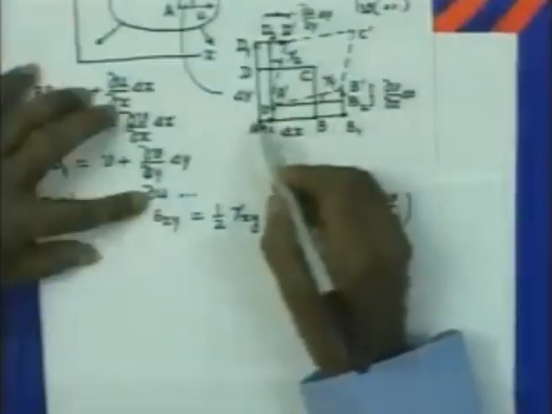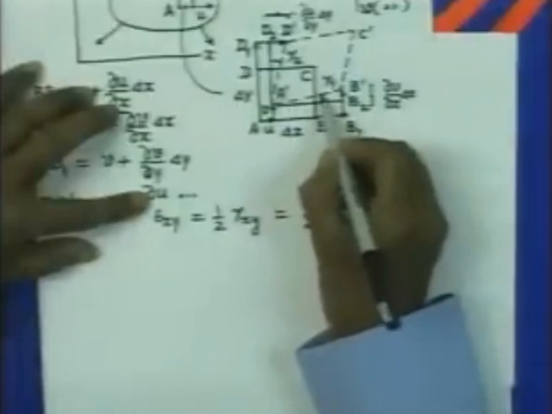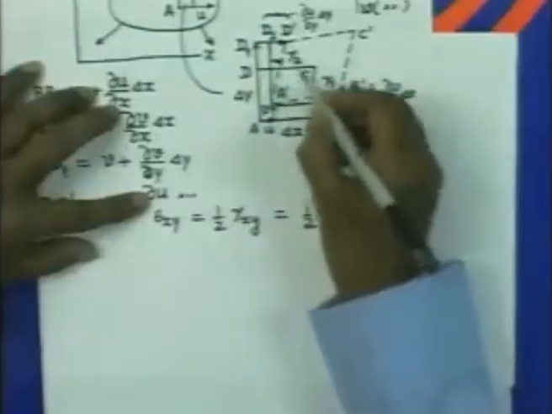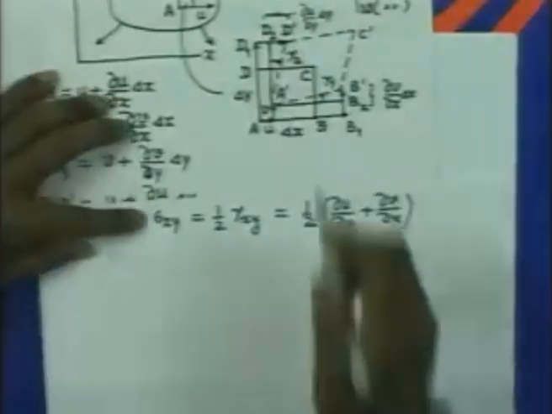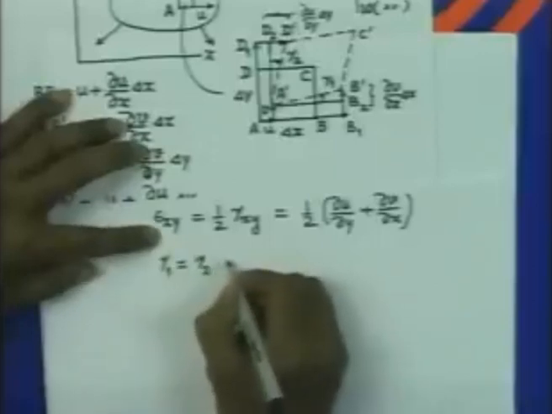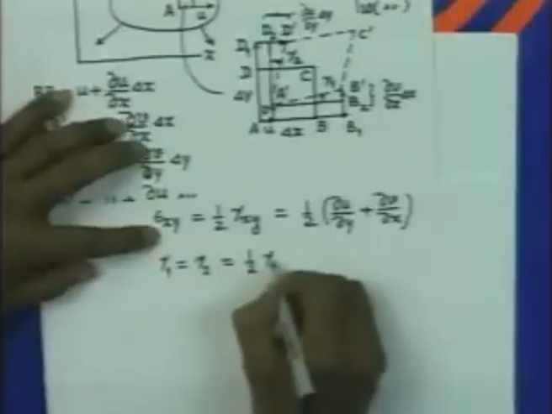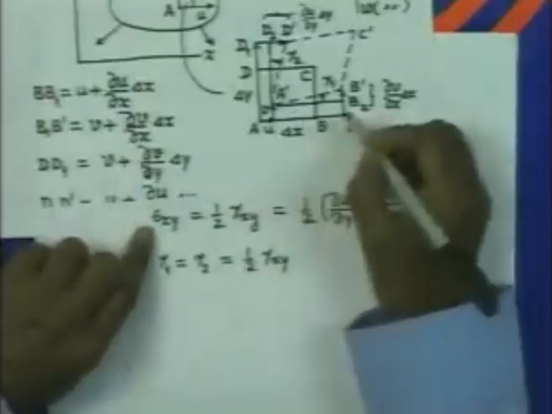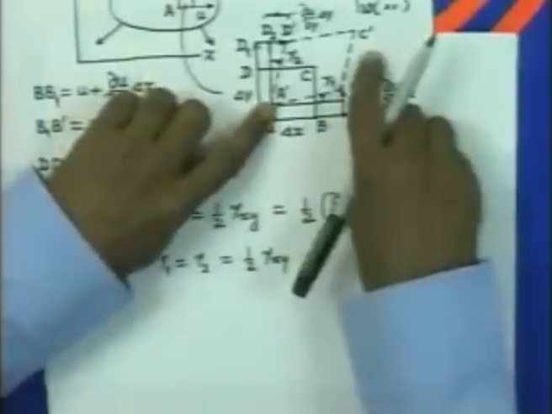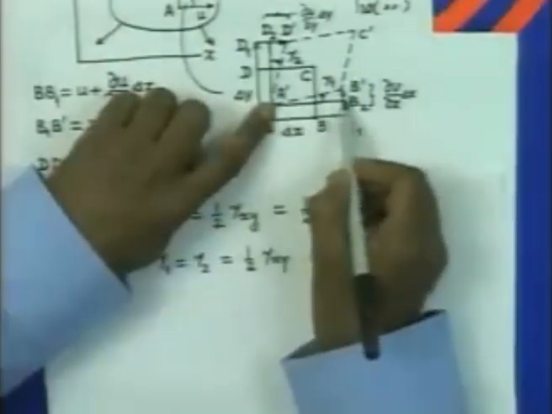I want you to note one point carefully. When we consider the element which we had started with, you see here this side rotates by gamma 1, and this side is rotating in the opposite direction, anti-clockwise, and this is rotating in the clockwise direction, this is rotating in the anti-clockwise direction. This gamma 1 and this gamma 2, we generally take gamma 1 equal to gamma 2, and that is equal to half of gamma xy. This gamma 1 is the rotation of the x axis in the y direction.